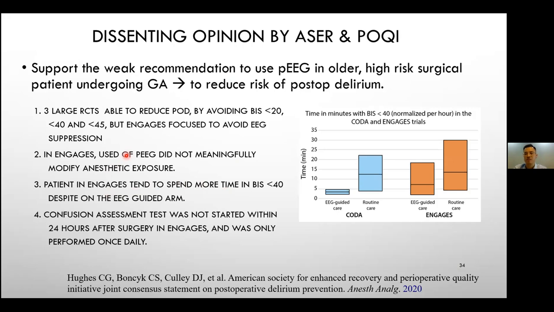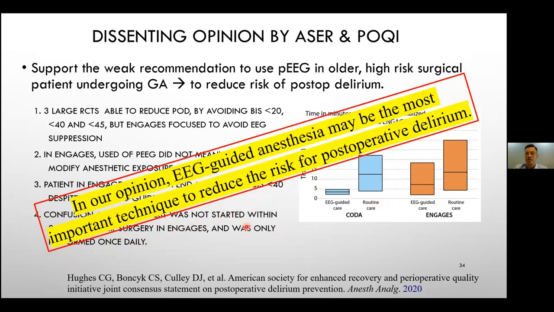As for why ENGAGES failed to show a reduction in the incidence of post-op delirium in EEG-guided anesthesia, it can be attributed to the insignificant reduction of anesthesia exposure, and even the EEG-guided group in ENGAGES spent more time with a BIS of less than 40 compared to the CODA trial here. The confusion assessment was also criticized, as it was not started within 24 hours after surgery in the ENGAGES trial, which might have reduced the pickup rate of delirium incidence during this phase. So in their opinion, EEG-guided anesthesia might be the most important technique to reduce the risk of post-operative delirium.